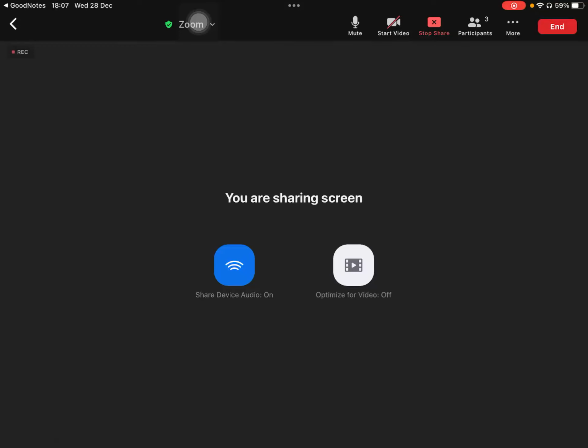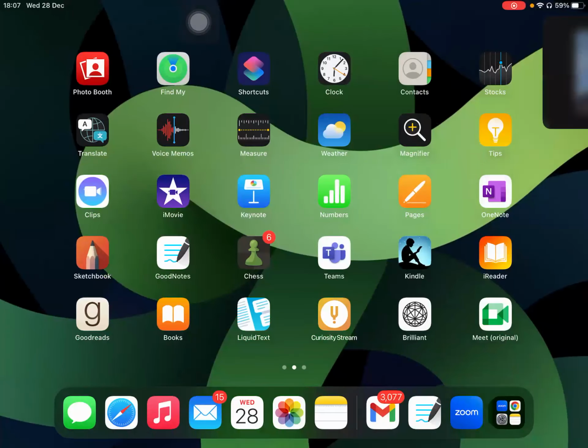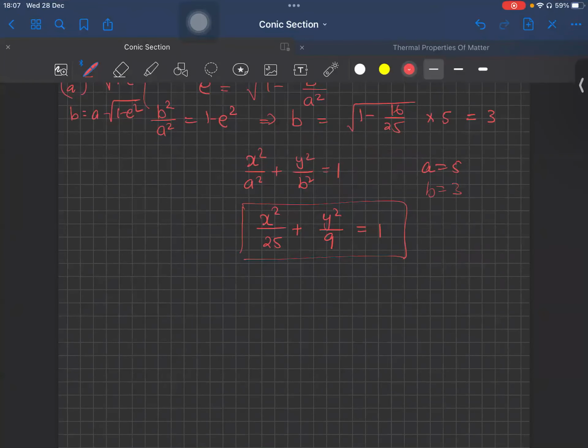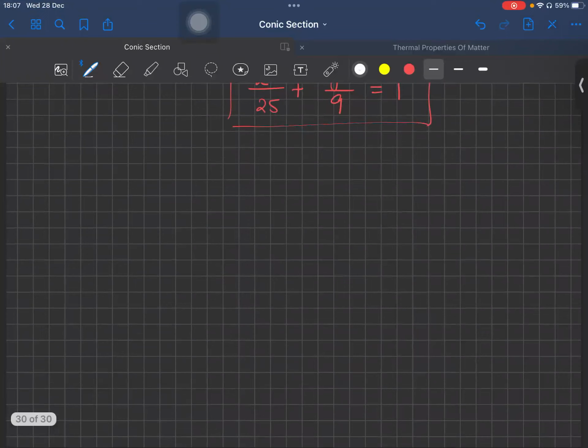So yesterday we were doing ellipse, right? And we saw the standard equation of ellipse. What is the standard equation of ellipse? Hari?